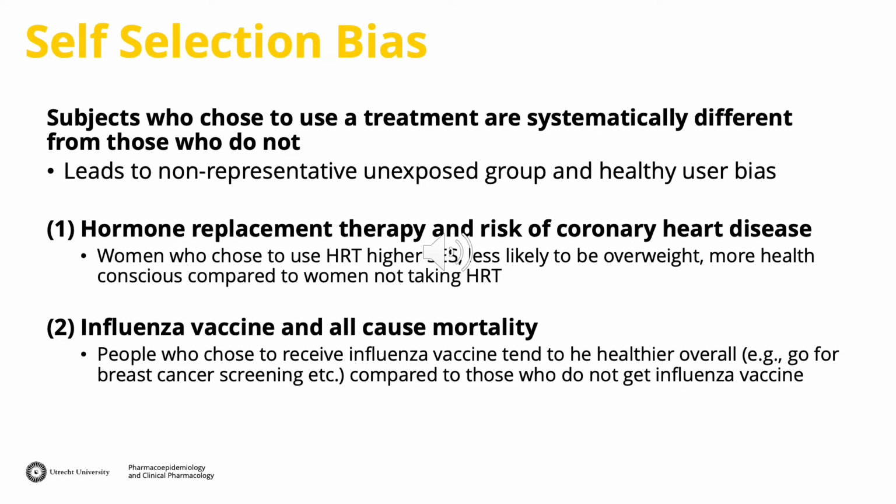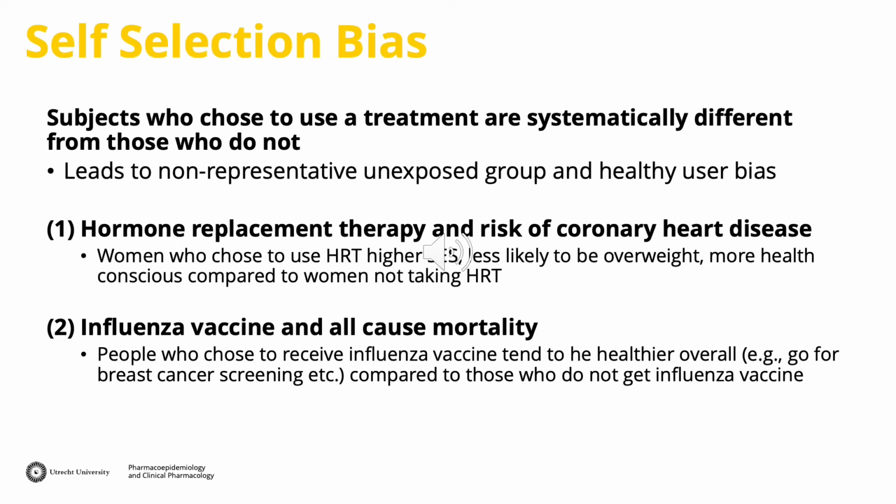So this represents selection bias because in the unexposed group of people, you tend to have sicker individuals, and in the exposed group, you're missing that entire group of sicker individuals because typically healthier women tend to use hormone replacement therapy. So that's why it was difficult to uncover this link between hormone replacement therapy and the risk of coronary heart disease. So that's one example of self-selection bias.